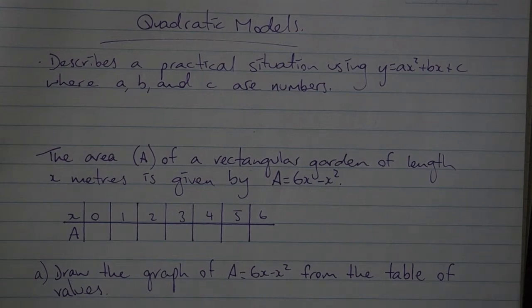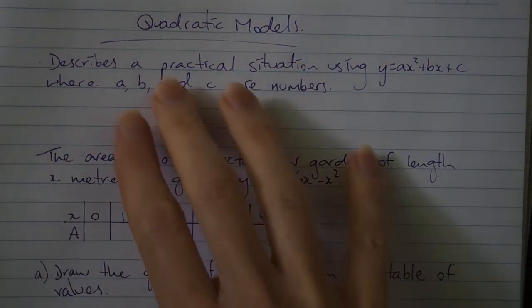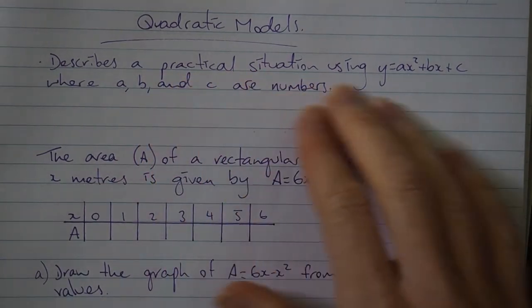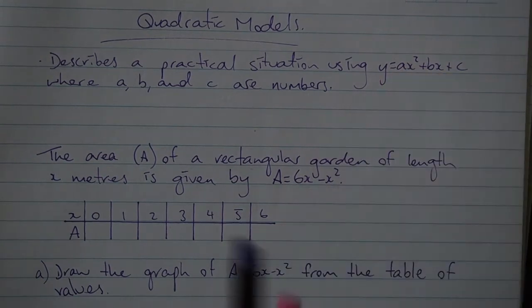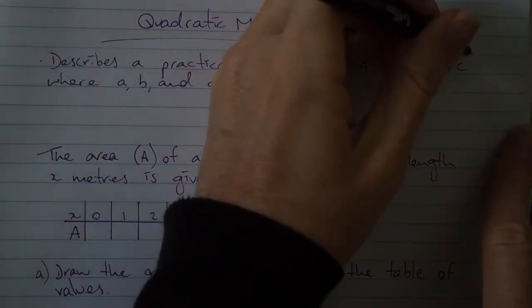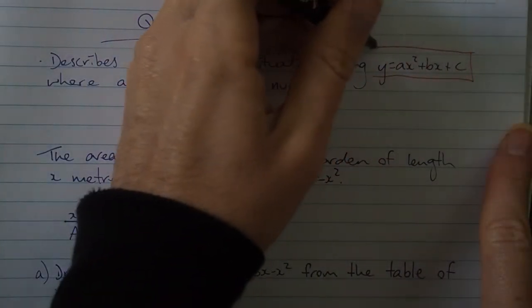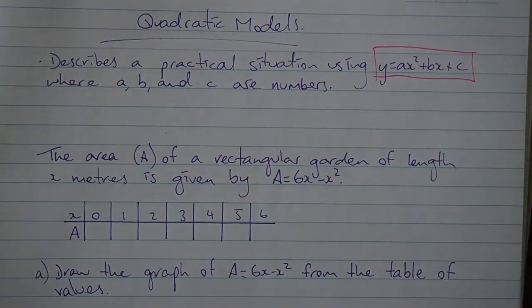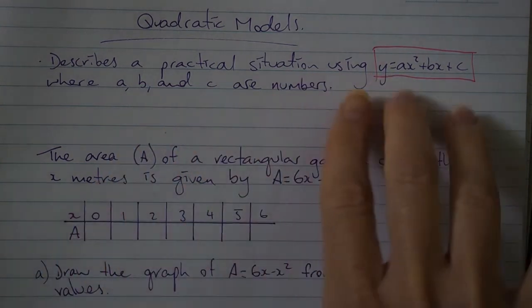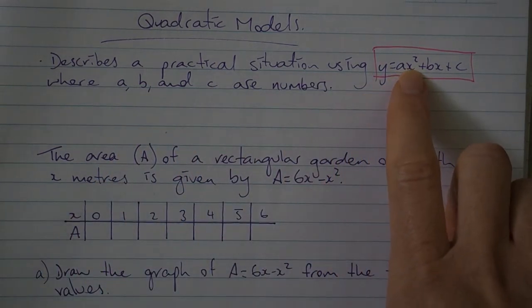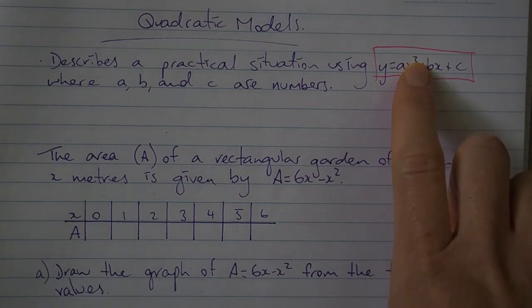So looking today at quadratic models. Now, a quadratic model describes a practical situation using y equals ax squared plus bx plus c. Now, we've seen previously that this equation is the graph of a parabola. So what makes this the graph of a parabola is that the highest power of x is 2.